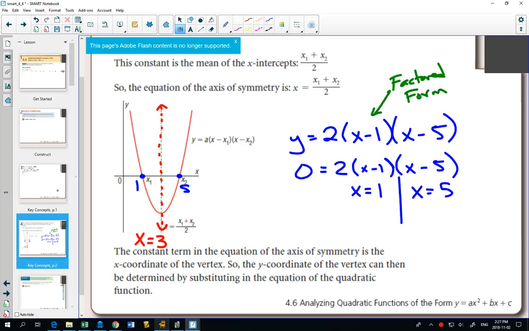And they give us a formula right here that says one way you could find it is you could just add 1 plus 5 and divide by 2. Because that's like finding the middle, like finding an average. What's the average between 1 and 5?